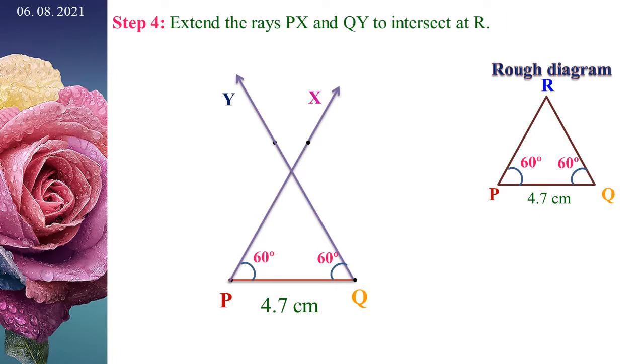Step 4. Extend the rays PX and QY to intersect at R. Here the PX and QY intersecting point is called R. The required triangle is PQR. PQ 4.7 centimeter. Angle P 60 degrees. Angle Q 60 degrees.